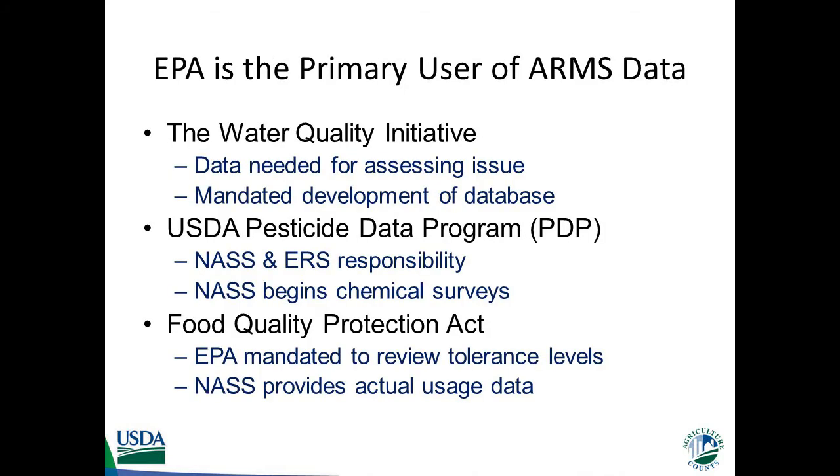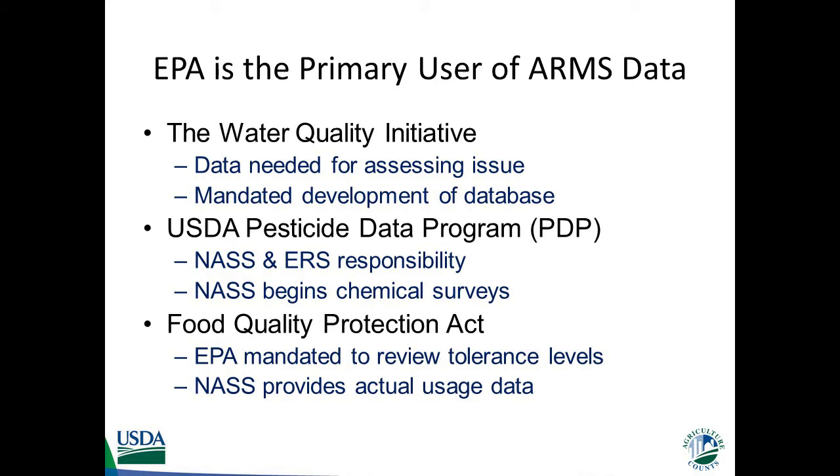The need for knowing more about agricultural chemical usage really began in the 1980s when rising concern about pesticide and plant nutrient levels in well water spurred Congress to fund an initiative to enhance water quality, but data needed for assessing the scope of these issues was scarce. The Water Quality Initiative, also known as WQI, mandated the development of a comprehensive database describing the nature of agricultural chemical use in the United States.